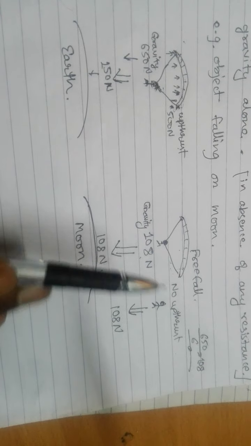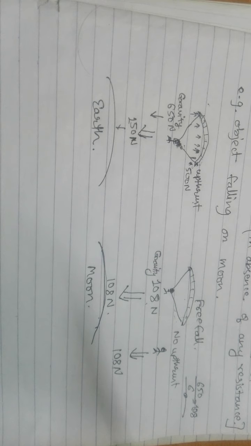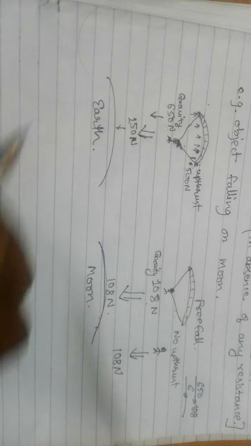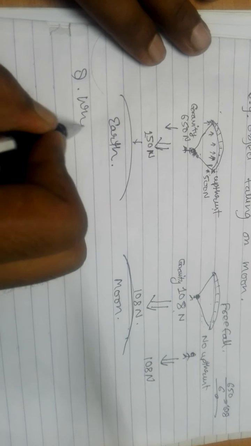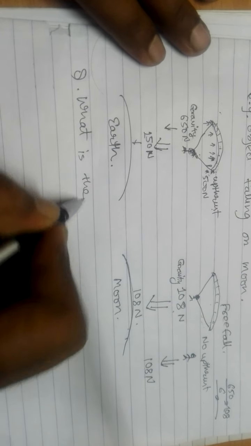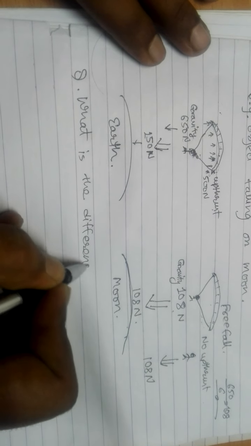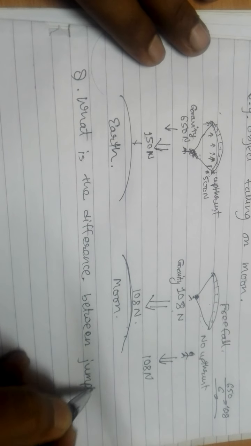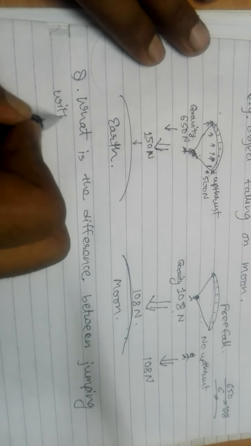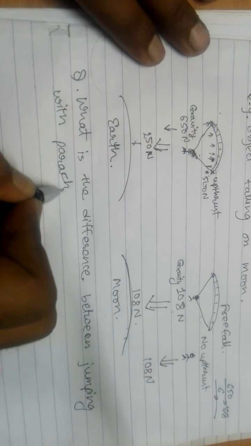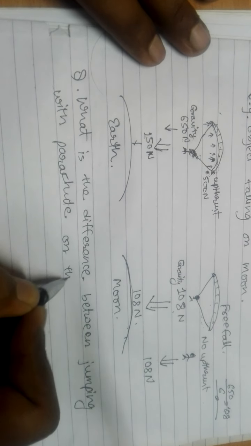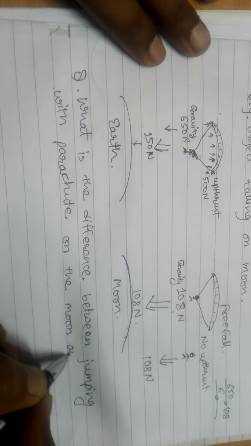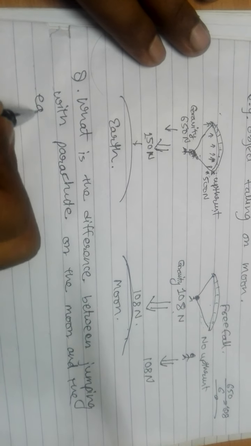There is no difference. Okay, so the question frequently asked is, what is the difference in jumping with a parachute on the moon or the earth? You take this question, try to solve it. What is the difference between jumping with a parachute on the moon and the earth?